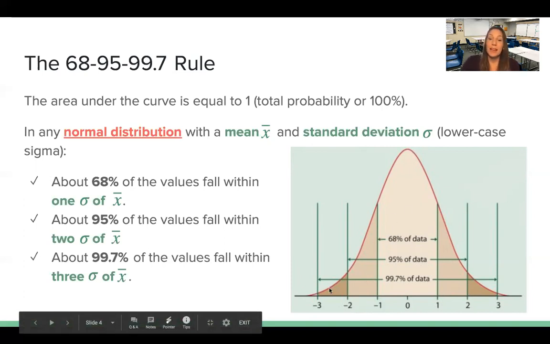And then 99.7% of our data will fall within 3 standard deviations of the mean. So the majority of our data is within 3 standard deviations of the mean. And then we have a tiny little bit left over that is not included in that. So that's that 0.3% you have left over that will be outside of those 3 standard deviations.